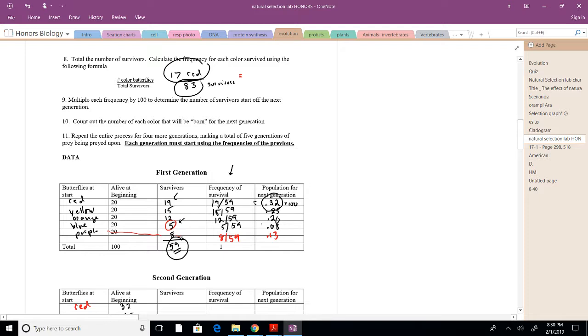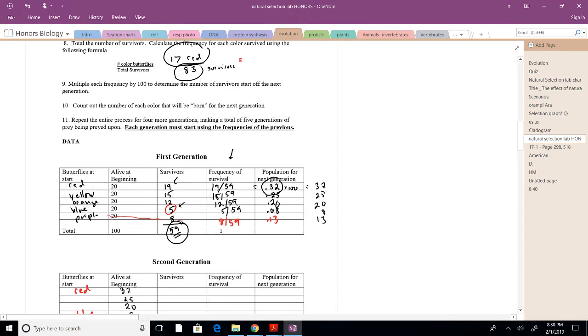Now, what does this indicate? Well, you hunted butterflies, and what we're modeling is the fact that if they are gone, they cannot pass down their genes to the next generation. That influences the gene frequencies of the next generation. So the way we're going to mathematically show this is by multiplying our frequencies by 100. So we're going to get 32, 25, 28, and 13.